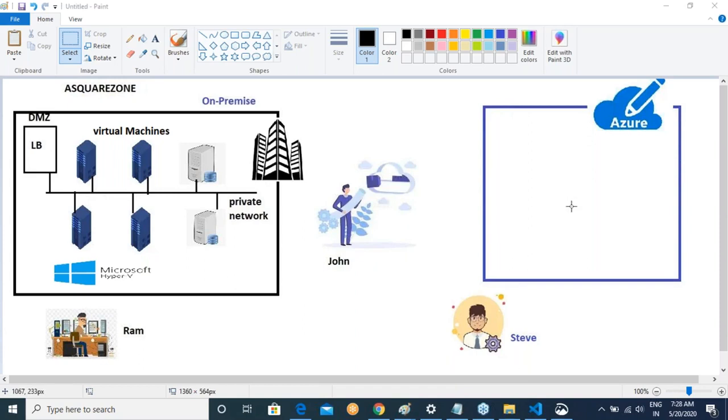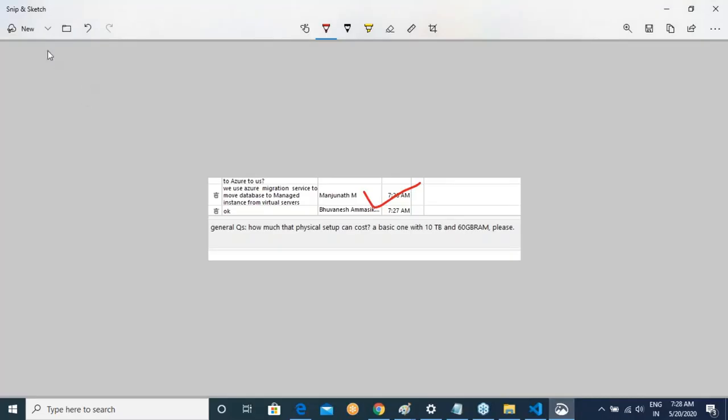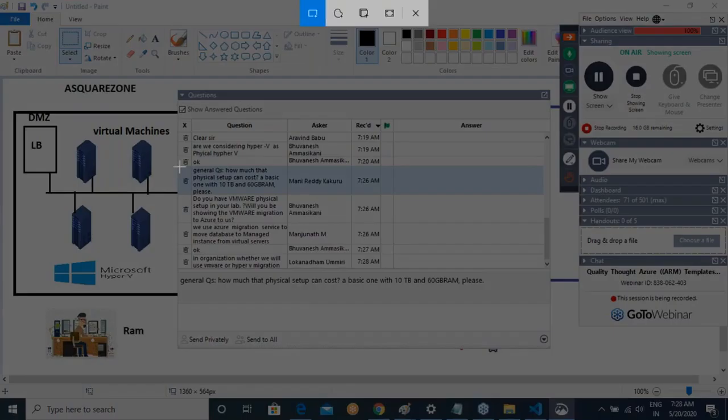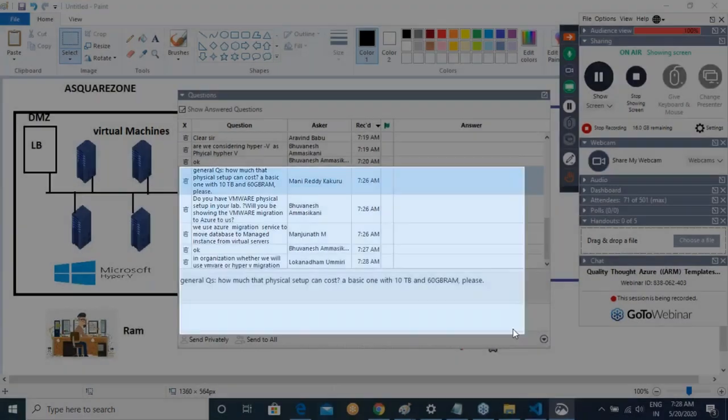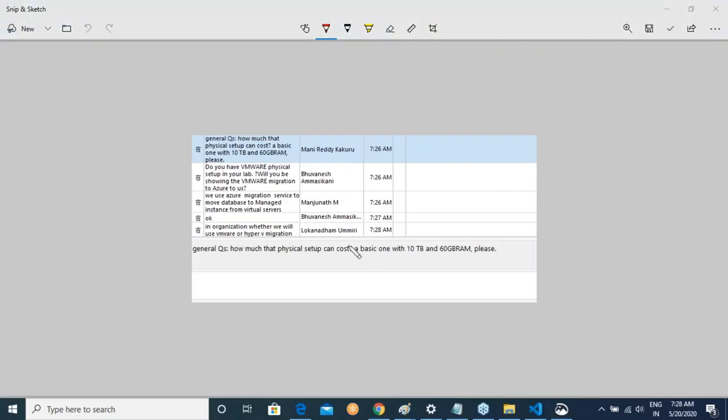In an organization, whether they will use VMware or Hyper-V migration, sir, I think there is no one answer to that, Lokanathan. Because if your company is using Hyper-V, they will use Hyper-V migration. If your company is using VMware, they'll be using VMware migration. There is also one more migration called physical server to Azure migration. So it can be any of them. We are trying to learn all the possibilities.